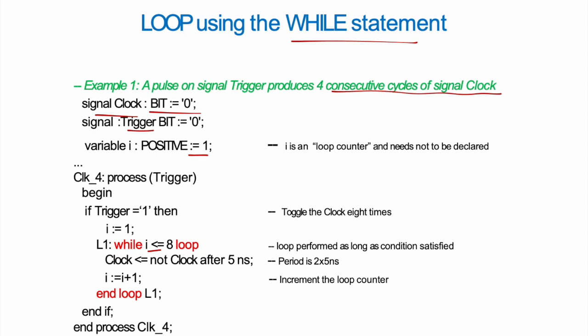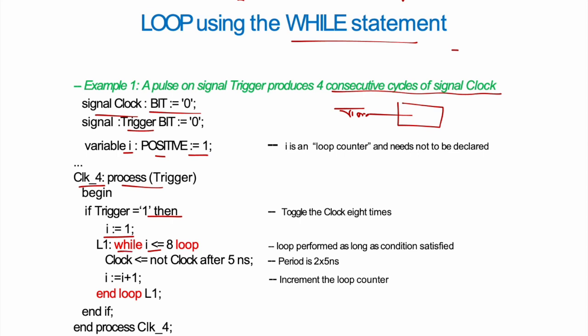So let's see how it works. We've got a label called clock 4, and the process is sensitive to the trigger signal. We say if that trigger is equal to 1, then we want to have a variable I, which is of the positive data type, and then we're just incrementing I by 1. So if the trigger value is 1, then we say I equals I plus 1, so I will move from maybe 1 to 2 and keep going on.